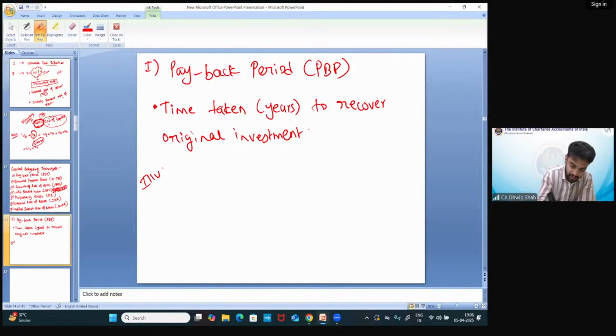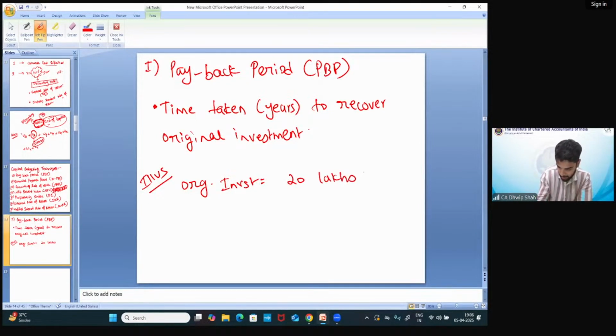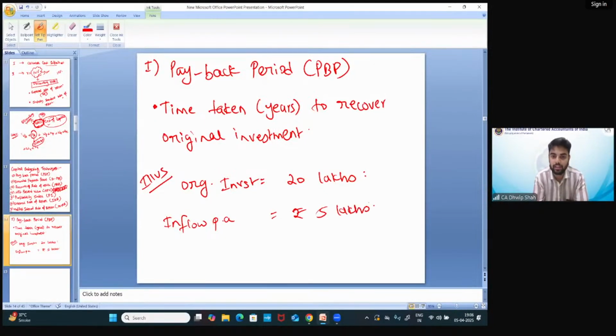So let's take an illustration. My original investment is, let's say, 20 lakhs. So my investment, my outflow, sorry, in the business is 20 lakhs. Now my inflow per annum is rupees 5 lakhs. So every year my inflow would be 5 lakh, 5 lakh, 5 lakh, 5 lakh, 5 lakh. Tell me what would be my payback period?